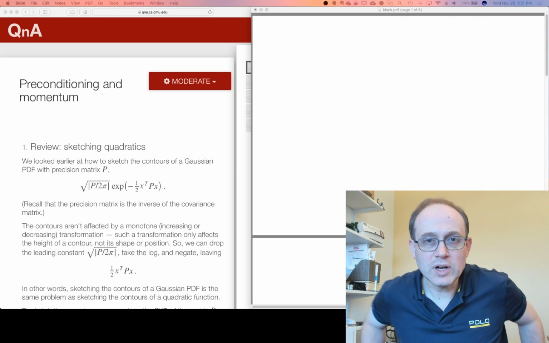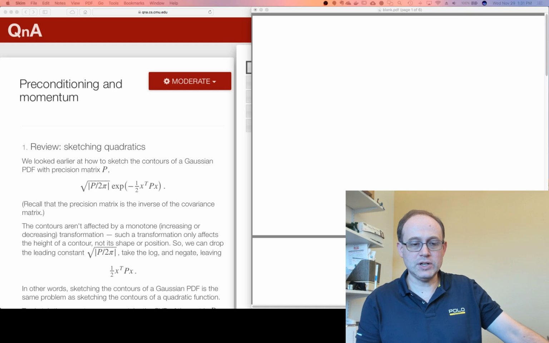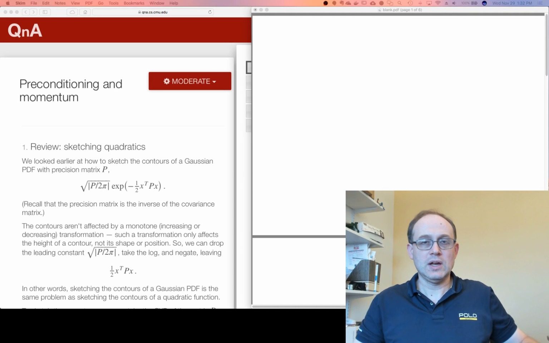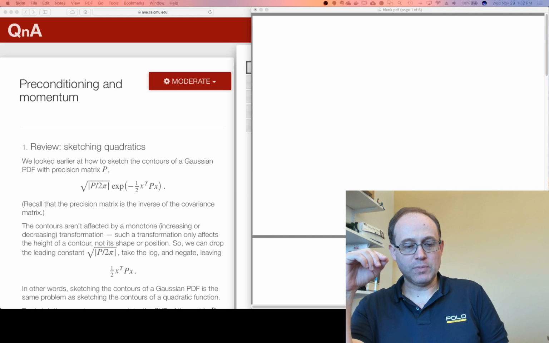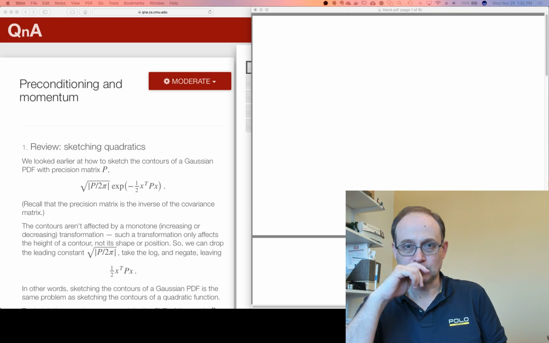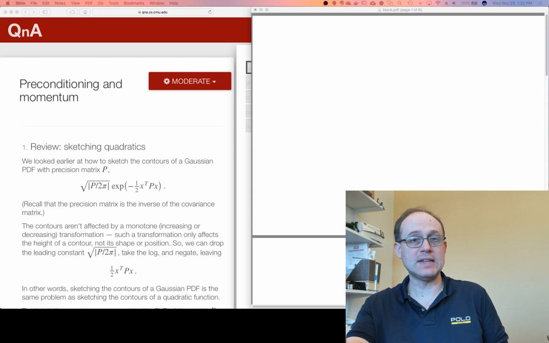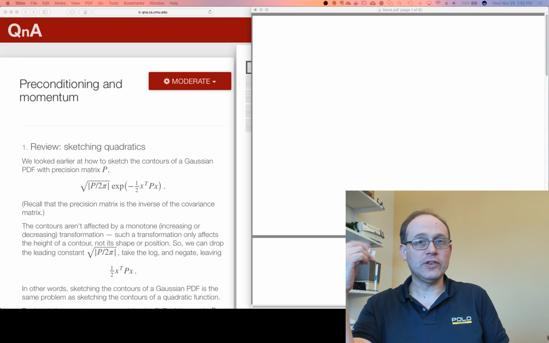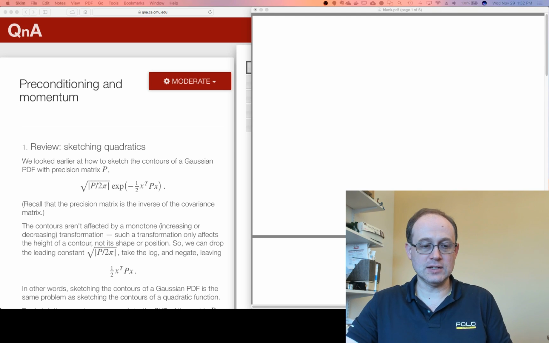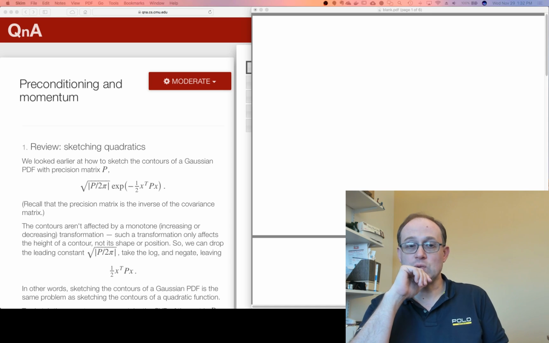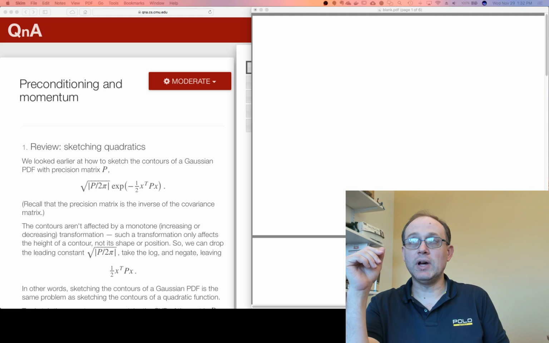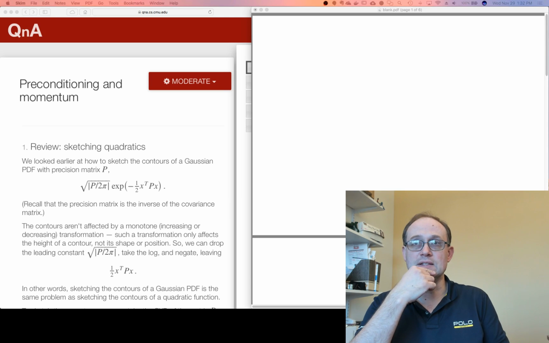Last time around we were talking about preconditioning and momentum. As a reminder, this is about the problem of how to do optimization. You've been using stochastic gradient descent to do a whole bunch of different optimizations. Stochastic gradient descent is great, but occasionally it converges really slowly, and one of the most usual reasons for that is poor conditioning.